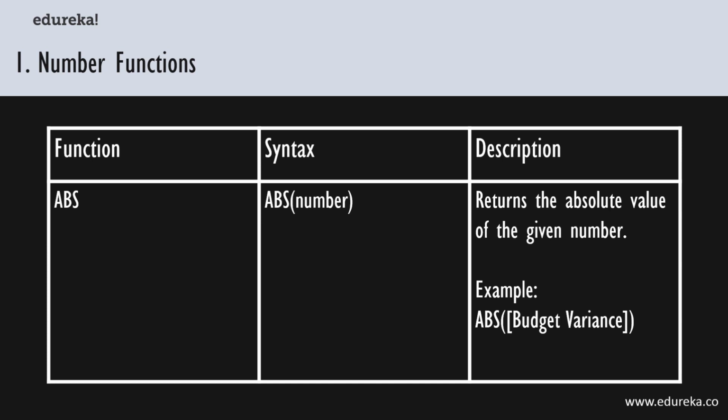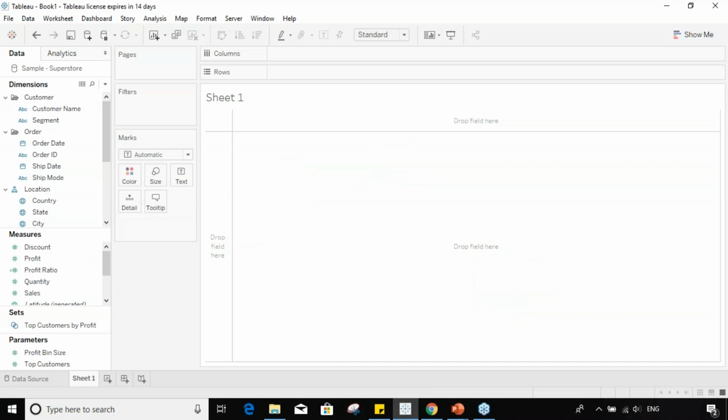In the example that I've given, you can see we are trying to get the absolute value of budget variance. So suppose you had a field called budget variance. The ABS function will return the absolute value for all the numbers that are contained in the field. So let me go to my Tableau Desktop and I'm going to demonstrate how this works.